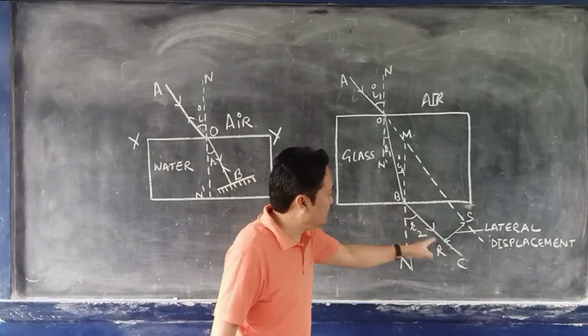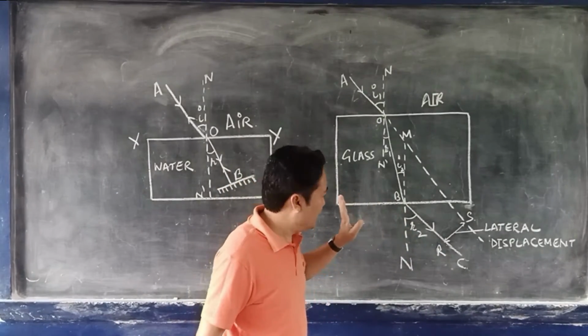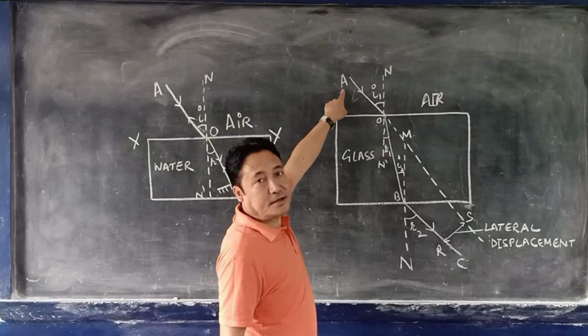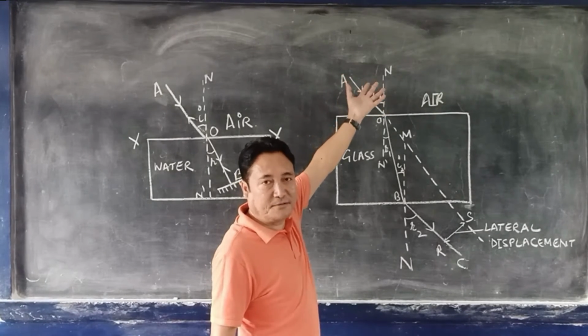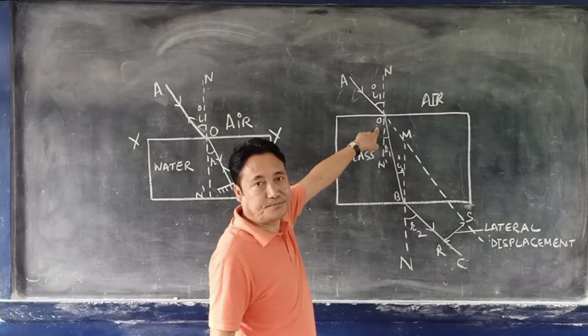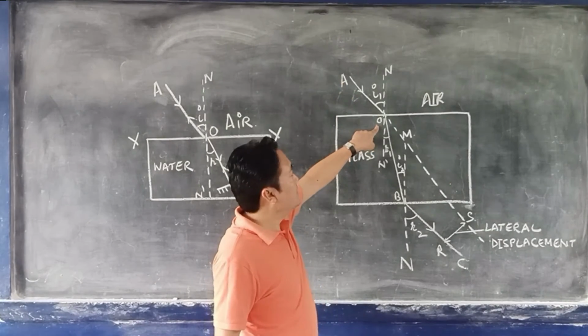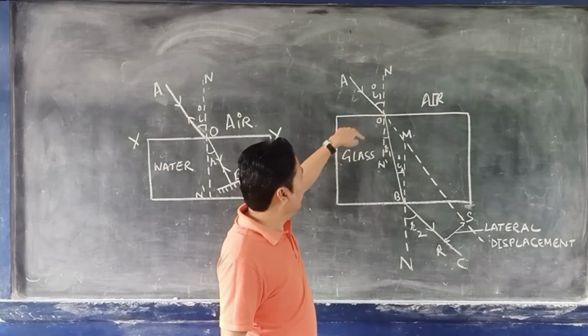Remember that BC is the emergent ray. Okay. Now let us consider a ray of light coming from a source. That means a ray of light is incident at a point O. That means AO is the incident ray which falls on the surface separating the two media, air and glass.